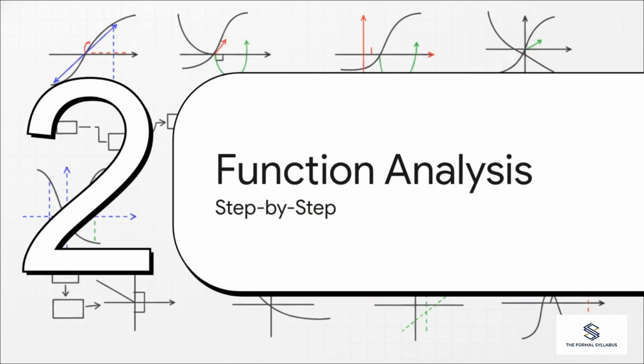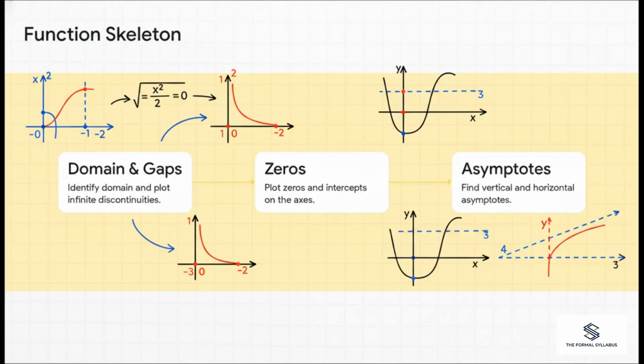Moving on to Section 3, Step-by-Step Function Analysis. Following this exact algorithmic checklist is going to give you massive problem-solving power. Step 1, identify the domain and plot your discontinuities. You know, especially those infinite ones. Step 2, plot your zeros and intercepts, so you find exactly where the function crosses the axes. And Step 3, find your vertical and horizontal asymptotes. Just doing this gives you the core qualitative behavior of the entire graph.